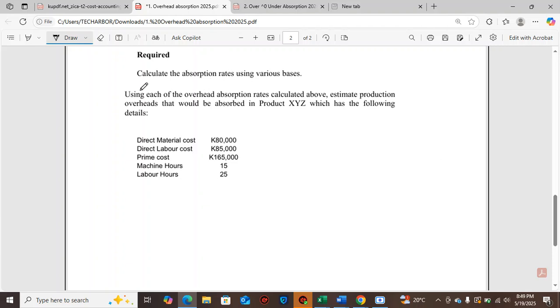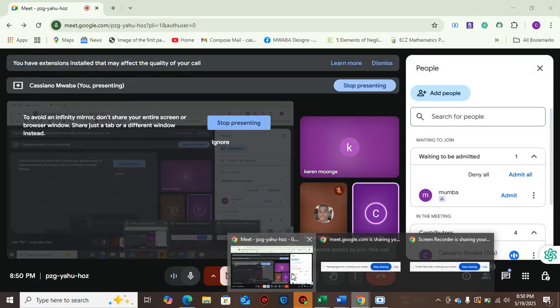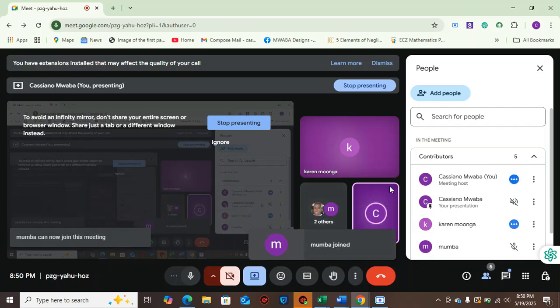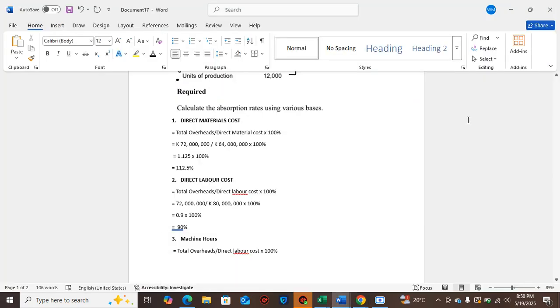Okay, so this is the next part of the question. It is saying, using each of the overhead absorption rates calculated above, estimate production overheads that will be absorbed in product XYZ, which has the following details. You have your direct materials cost, 80,000, direct labor cost, 85,000. We also need to calculate using prime cost. Colleagues, what are prime costs?